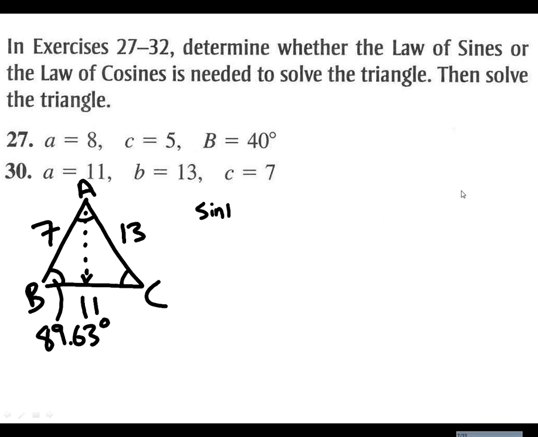So sine A over 11 is equal to the sine of 89.63 over 13. Plug them in. Sine divided by 13 times 11, second sine, and I get 57.79 degrees.